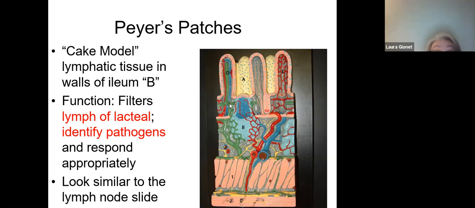Then that transports that material, the lymph. It's also capturing fluid in the interstitial space. And it becomes filtered by B, which is the Peyer's patch. All right, so we have the lacteal in D, and then we have that Peyer's patch in B. So it filters the lymph, and helps, again, identify pathogens that might be present and initiate an immune response.